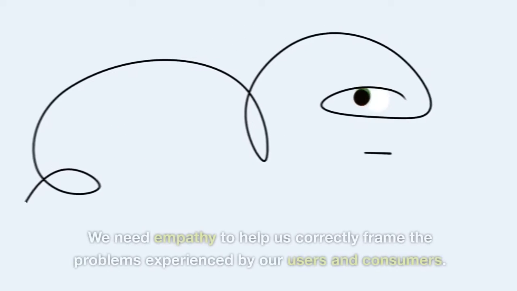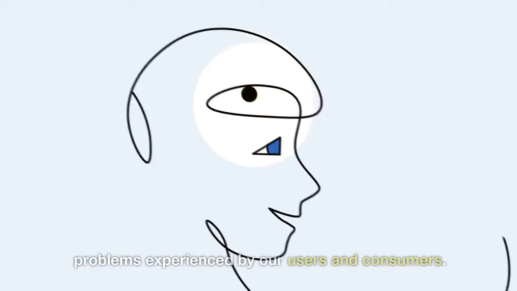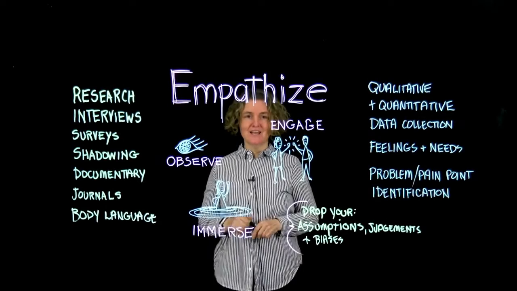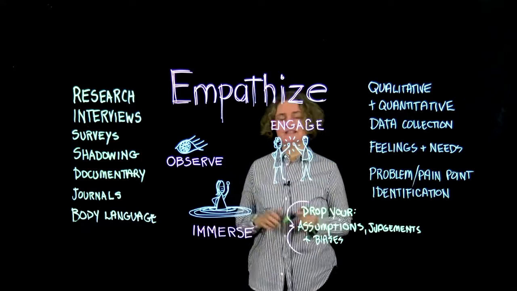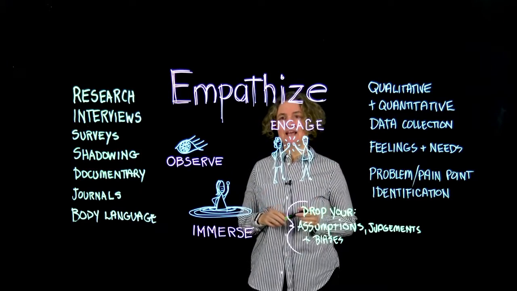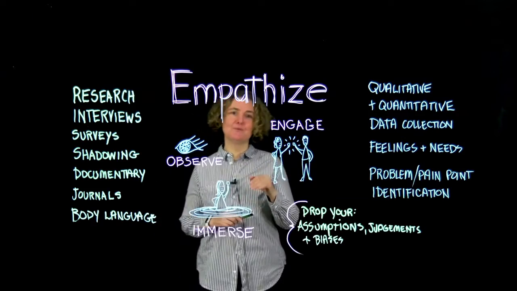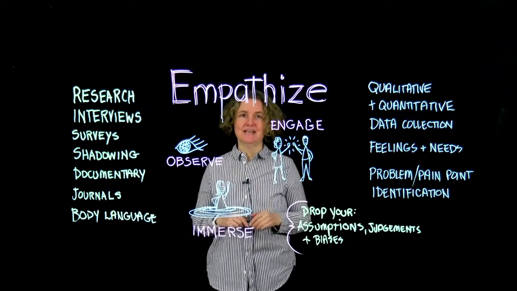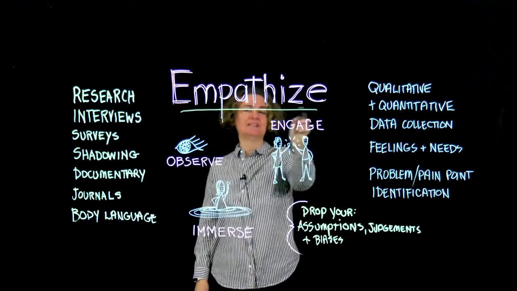The first stage in design thinking is empathize. We need empathy to help us correctly frame the problems experienced by our users and consumers. The first step that we're going to talk about in the design thinking process is empathize. And this is where we get to know the humans that we're designing for. And it sounds kind of simple, but it's not.